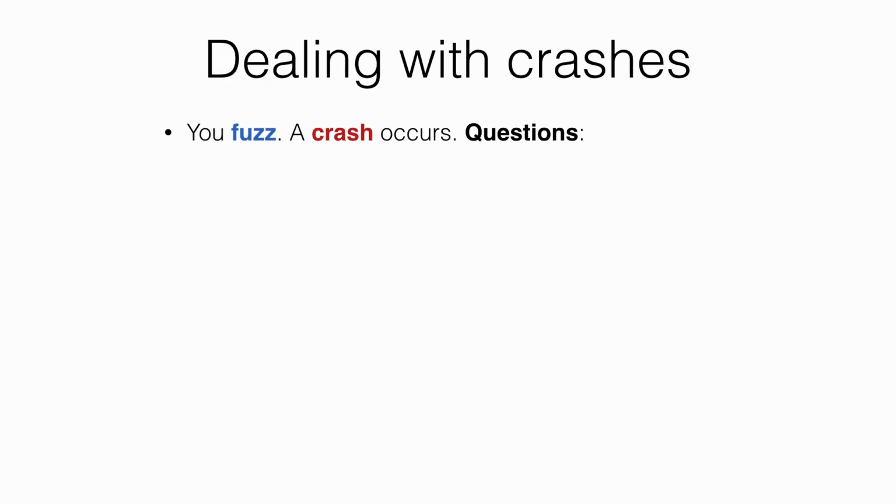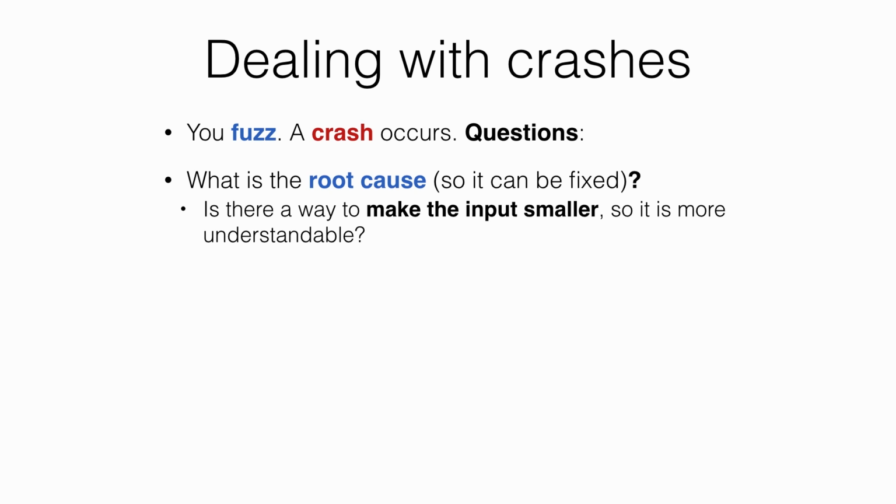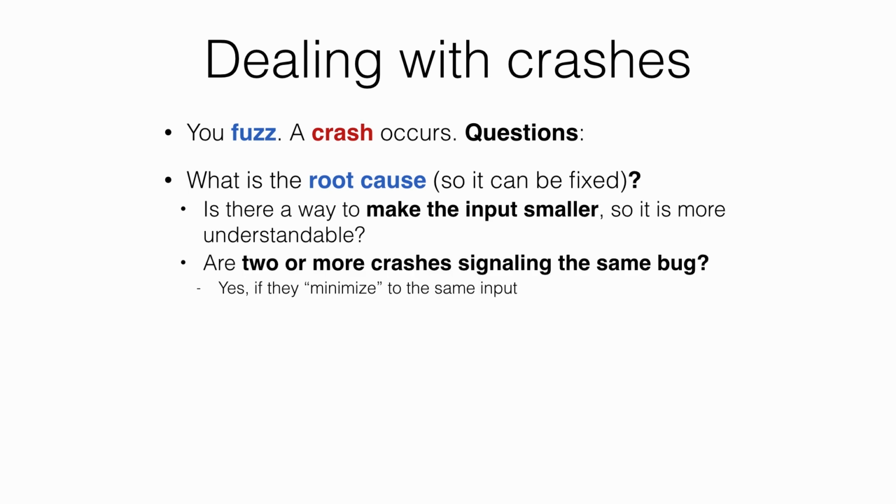Okay, so you've been penetration testing, you're using fuzzing, and a crash occurs. You have questions. For example, what is the root cause of the crash that the fuzzer found so that we can fix it? In order to figure this out, we might ask, is there a way to make the input smaller so that it's more understandable? Or are two or more crashes signaling what is effectively the same bug? That is, do they minimize to the same input so that when removing superfluous differences, they result in a crash? Some tools provide some assistance in answering these questions, for example, in trying to make the input smaller automatically. Sometimes, though, the operator needs to figure this out for himself.